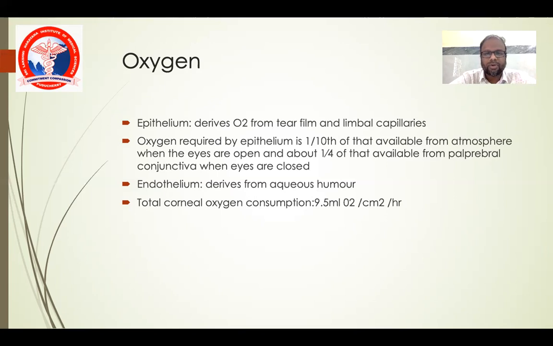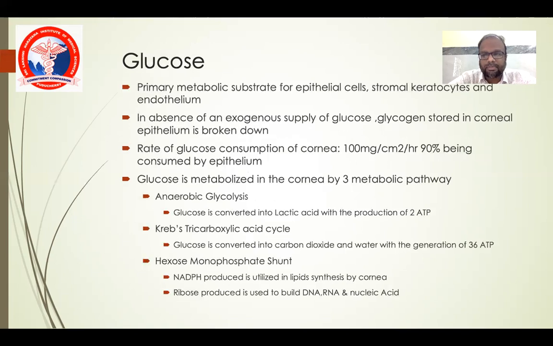So the endothelium derives its oxygen from the aqueous humor, and the total corneal oxygen consumption is 9.5 ml of O2 per centimeter square per hour. Okay. Next, coming to the next major metabolite, the glucose.